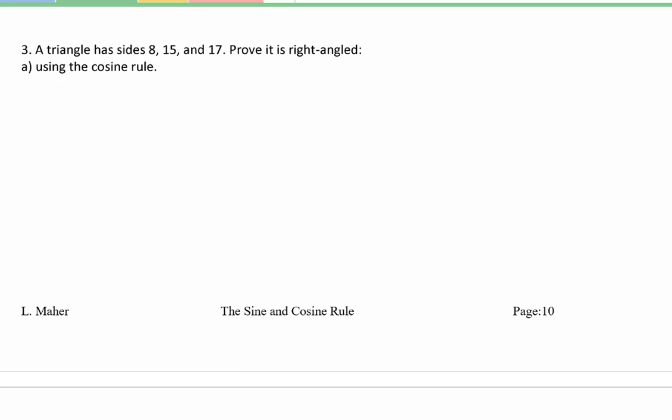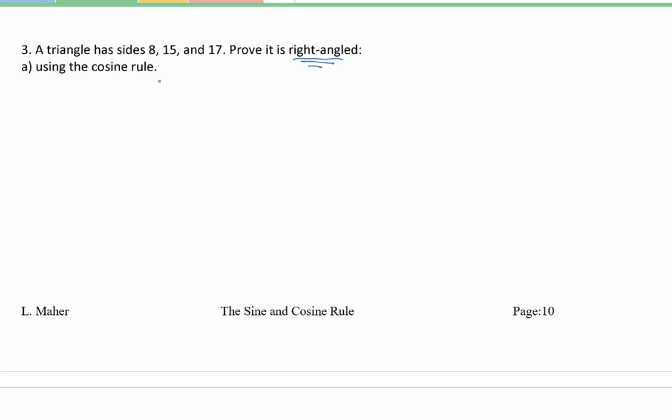I really like this example because it requires a really good understanding of triangles. It says, a triangle has sides 8, 15 and 17. Prove it is right-angled. But we've got to prove it's right-angled using the cosine rule. So if it's right-angled, we know that it'll have an angle of 90 degrees in it. So we could set about finding an angle in this triangle that is 90 degrees.